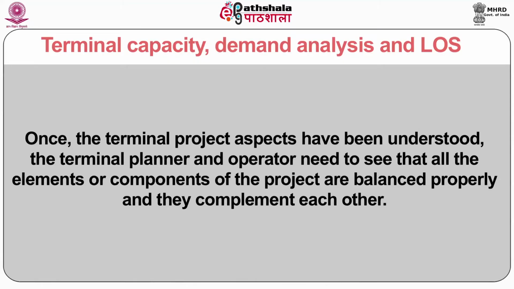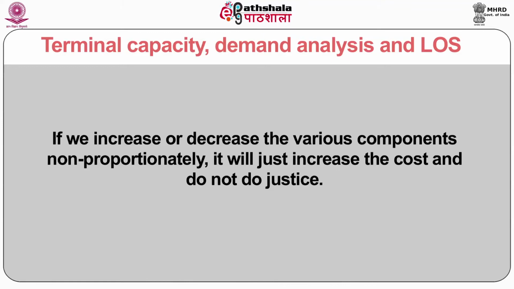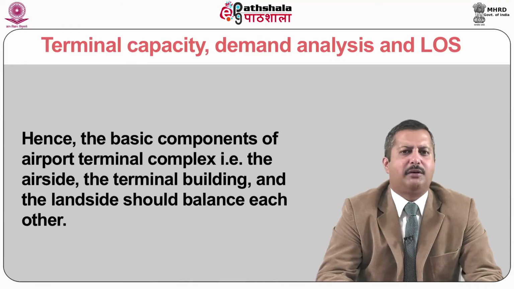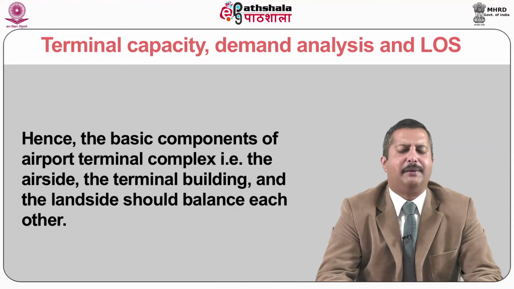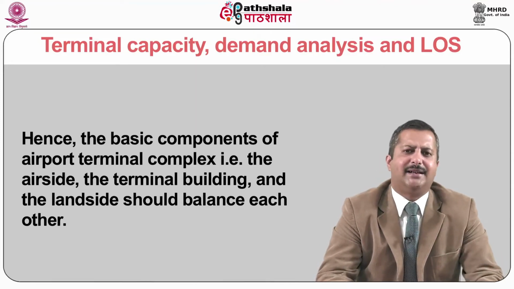Once the terminal project aspects have been understood, the terminal planner and operator needs to see that all the elements or components of the project are properly balanced or not, or whether they complement each other. If we increase or decrease the various components non-proportionately, it will just increase the cost and do not do justice with the structure. Hence, the basic components of airport terminal complex, that is the air side, the terminal building, and land side, should balance each other. And while designing them, various aspects such as seasonal variations in the air traffic and passenger flows both during peak and non-peak hours, routine and non-routine operations, and present and future needs are to be kept into consideration.